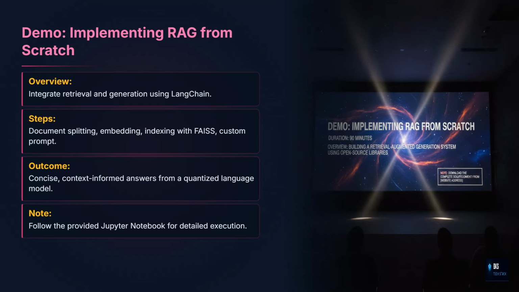We've covered a lot of ground. Now for a practical demonstration, implementing RAG from scratch. This demo will guide you through integrating retrieval and generation. You'll learn to split documents, create embeddings, index them using FAISS, and use a custom prompt. The result? Concise, context-aware answers powered by an LLM. For a hands-on experience, please refer to the Jupyter notebook mentioned.